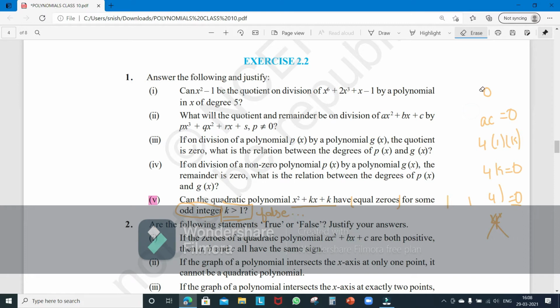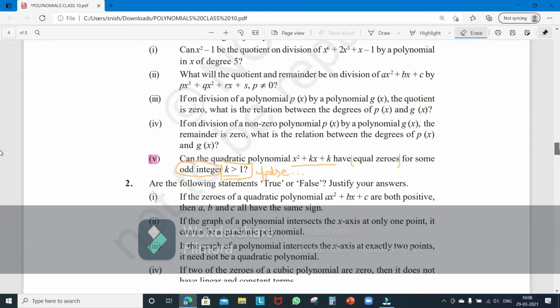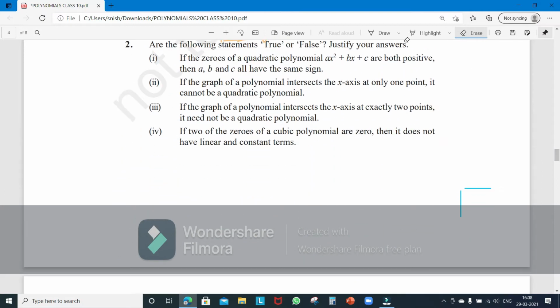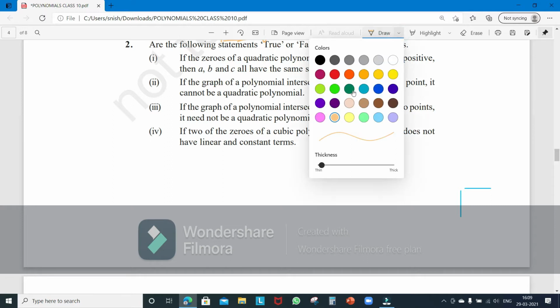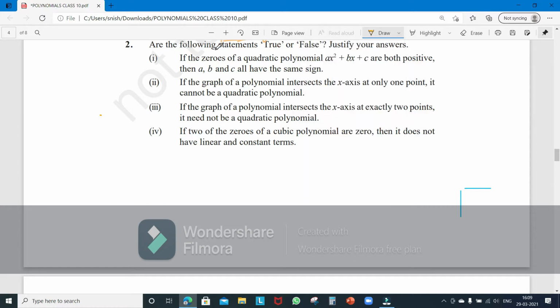Okay, now we have to see, are the following statements true or false? We have to find out whether the statements are true or false, and we have to justify our answer as well. So let's try to analyze this as well. Why not take up a different color? This one? Yeah, sure. Are the following statements true or false? Justify your answer. First question: if the zeros of the quadratic polynomial ax square plus bx plus c are both positive, then a, b, c will have the same signs.